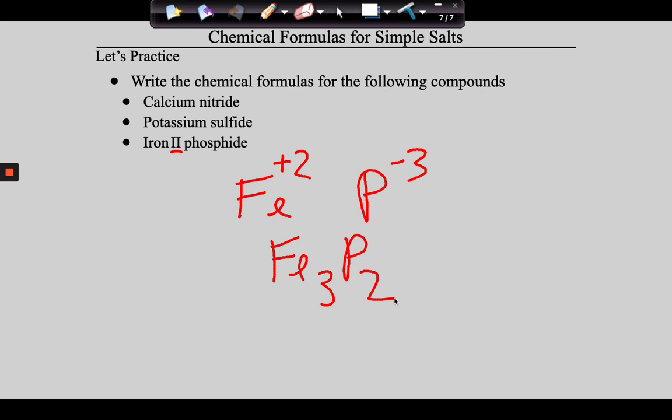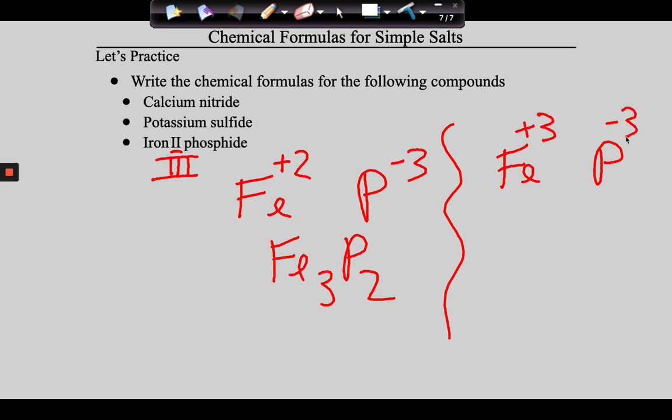Go, Kyle. That's a great question, well, let's look at that. Just for fun, say that this was a 3. If we do this over and use the 3, how does that change things? Well, this would be Fe and P, and this would be +3 and this would be -3. So where do +3 and -3 meet up? At 3. So we only need one of each. This would actually be FeP, and that would be iron 3 phosphide. It's a completely different chemical.